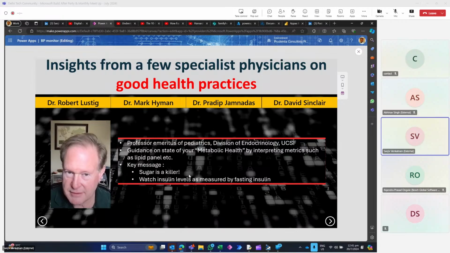His key message is that sugar in any form, be it refined sugar, brown sugar, or sugar you add to your pancakes, is a killer. And you really need to watch insulin levels, as measured by what is called fasting insulin. Apparently, fasting insulin is something that the medical industry doesn't do often, for various reasons. They actually do fasting sugar, but he says that fasting insulin gives you pointed information about what is called insulin resistance, and it's something that you need to monitor. We'll come to that as we go through the metrics, as to what this fasting insulin is and why we need to monitor it.